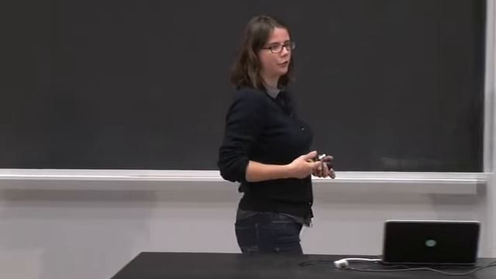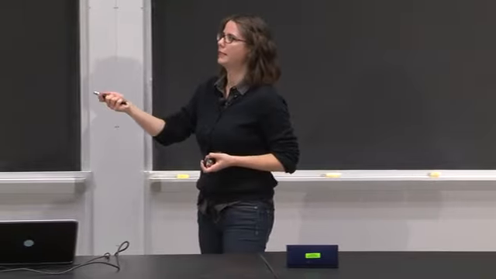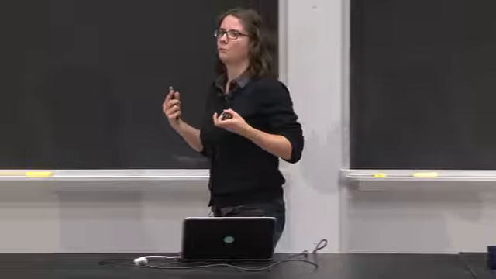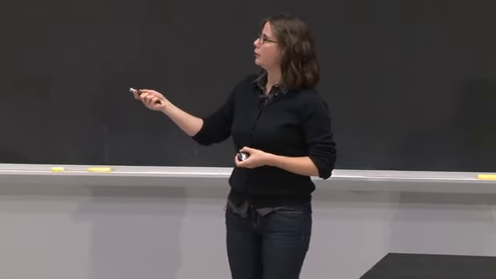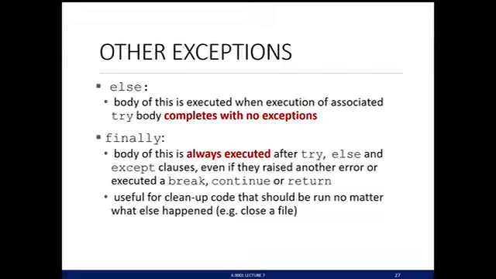So a lot of the time, you're just going to use try except blocks. But there's other blocks that you can add to exceptions, and these are more rarely used, but I'll talk about them anyway. So you could have an else block. And an else block is going to get executed when the code in the try block finished without raising an error.